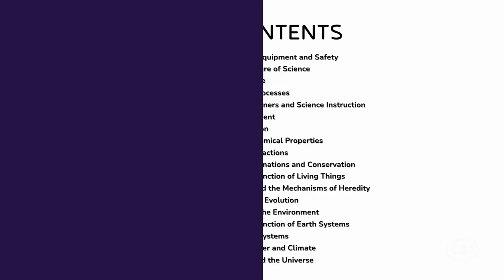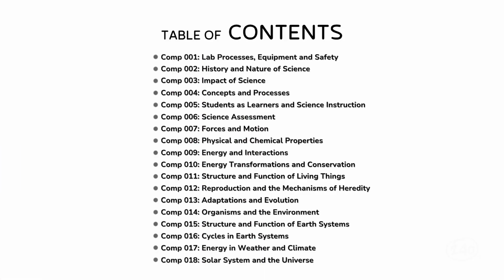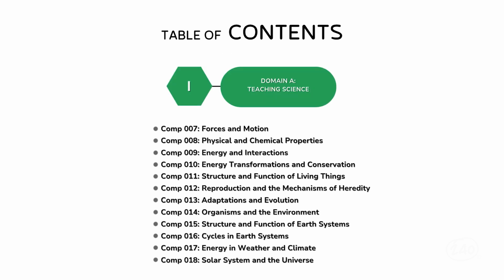Okay, now we're ready. And don't worry, I hope you make sense of all of them. Here's the list of competencies as they're given to you, but we can clean this up a bit. Competencies 1 through 6 relate to science instruction and general overarching science concepts. Let's group these and call them Domain A, Teaching Science.